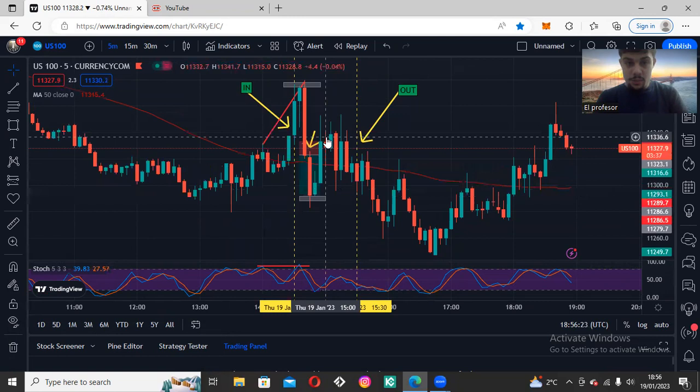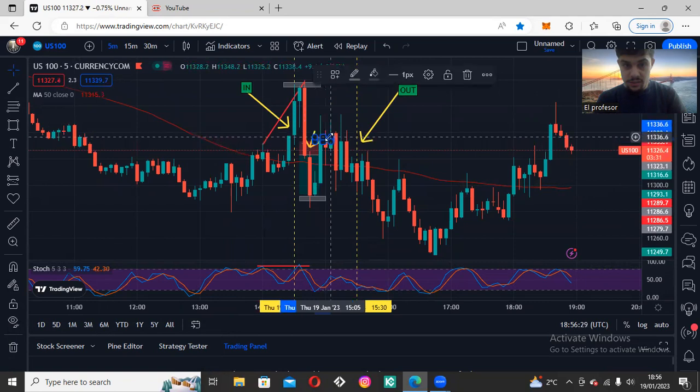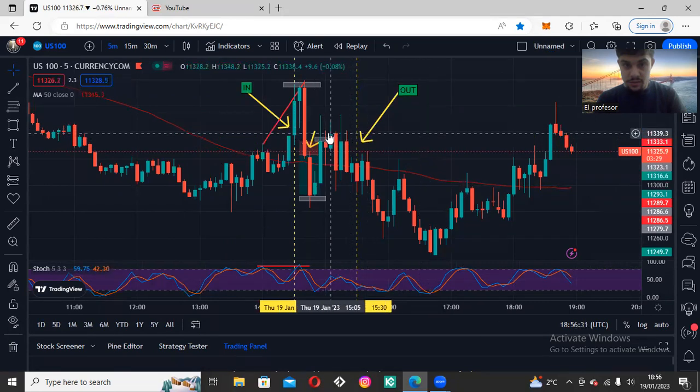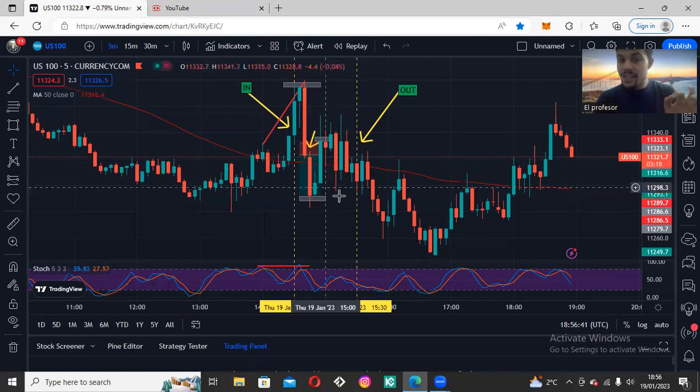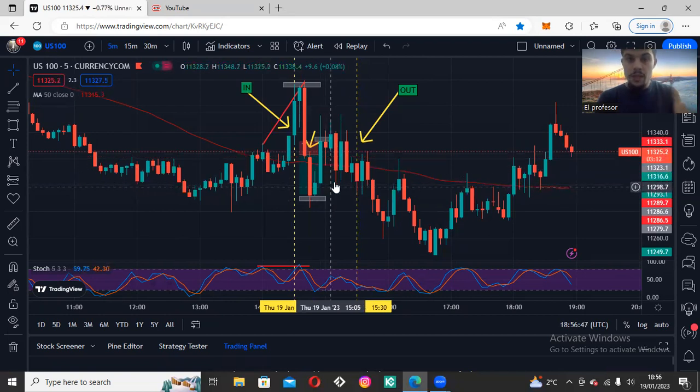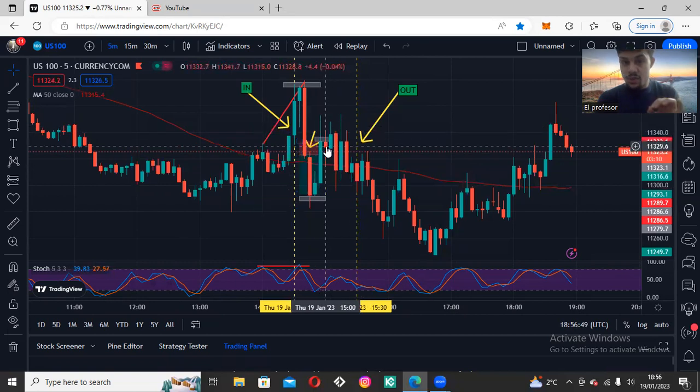What happened next? We have another resistance right here. We have a small candle. So we have a resistance level. That's our first confirmation. But we don't have the second confirmation. The candle should break the previous low. So I am not taking any trade.